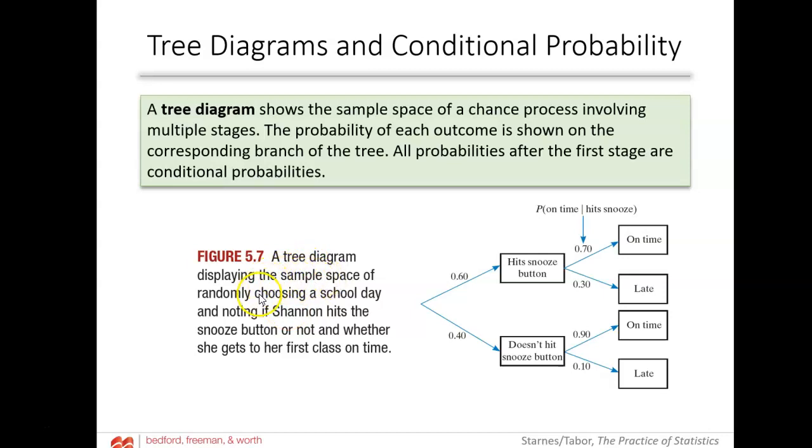It displays a sample space of randomly choosing a school day and noting if Shannon hits the snooze button or not, and whether she gets to her first class on time. So, little Shannon is more likely to hit the snooze button than not: 60% probability of hitting the snooze button, 40% probability of not. Now, if she hits the snooze button, she is on time 70% of the time, and therefore not on time 30% of the time. But if she doesn't hit the snooze button, she is on time 90% of the time, and she's late 10% of the time.